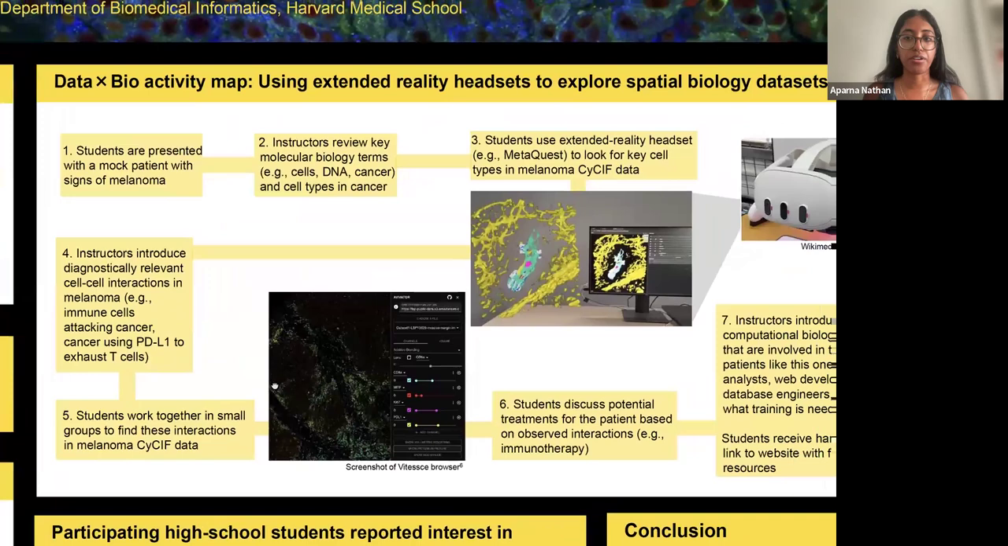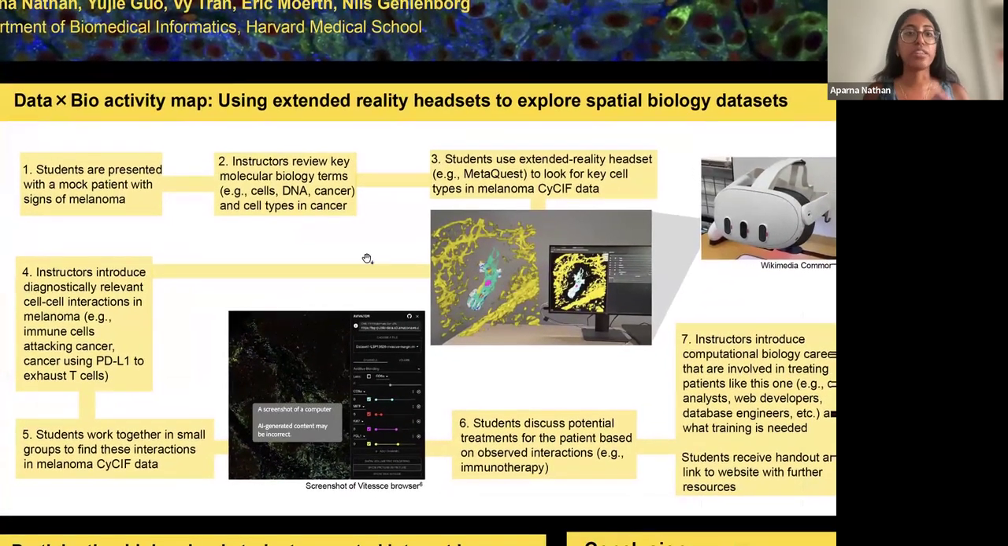So the program we put together was called DataX Bio. And in this program, we used extended reality headsets to explore spatial biology data. I'll walk you through a map of what we did in each session. The session started with students being presented with a mock patient who had signs of melanoma. Students started to brainstorm a little bit what might be going on, and the instructors began to introduce key molecular biology terms. Some things the students already knew, like cells, DNA, and cancer, but also some things they may not have known, such as the cell types in cancer.